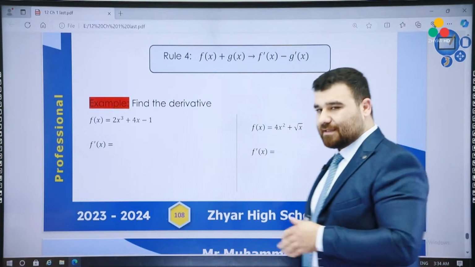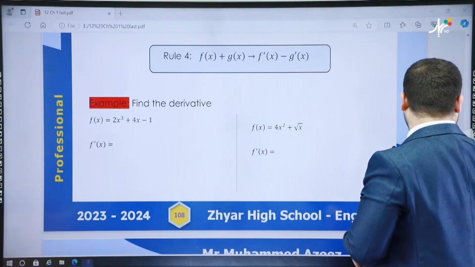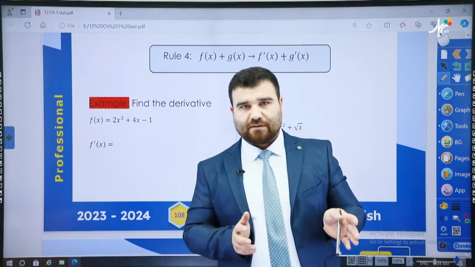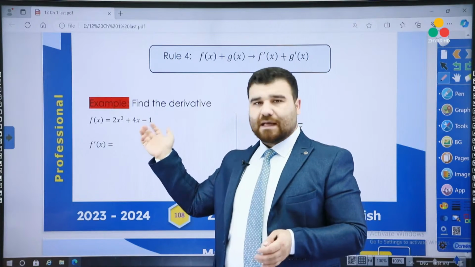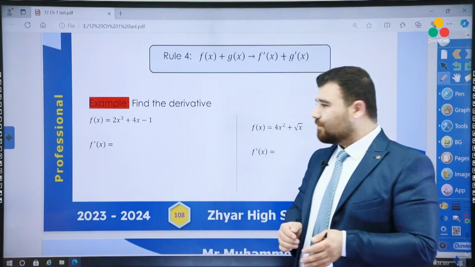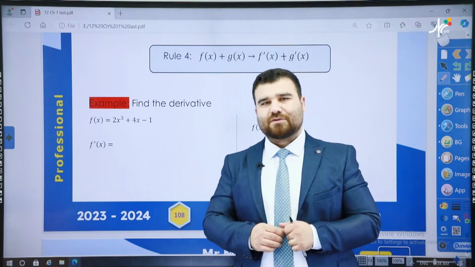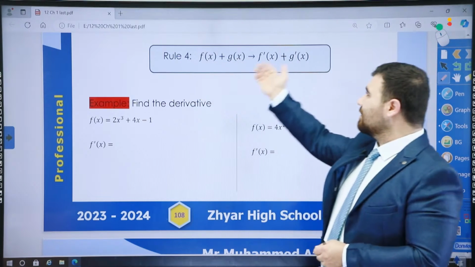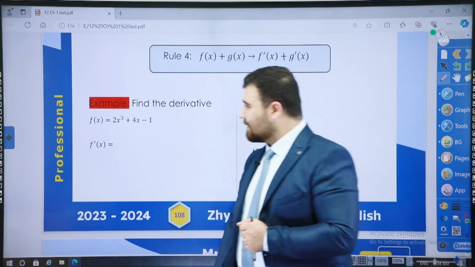Rule number 4. That's a very good rule. It's plus, it's not minus. If we have multiple functions together, like this, we have 3 functions together. Each one is like a different expression. We do the derivative of each one separately. Derivative has no problem with plus and minus, but with multiplication and division, we will have special rules to do their derivatives. Now, if we have 2 functions added, the derivative will be like the derivative of each one as they are. Now, let's do this example.